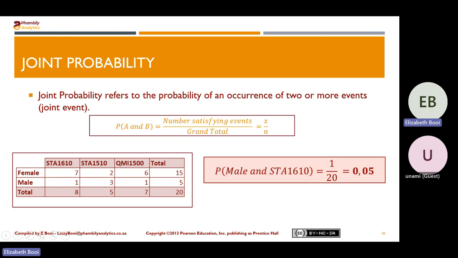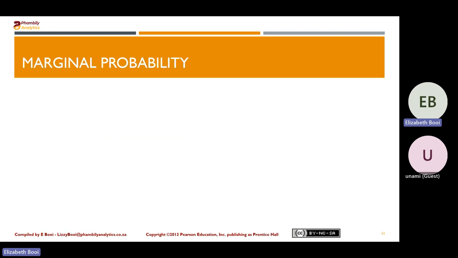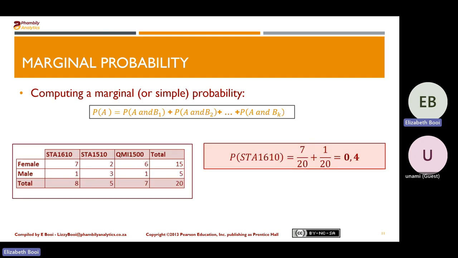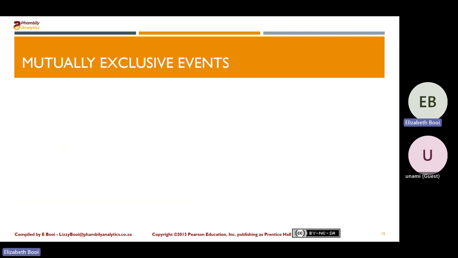So let's calculate the probability of a male and STA 1610. The number of observations satisfying a male in STA 1610 is 1. There is only 1 male doing STA 1610, out of 20 people that are registered for this program. So we say 1 divided by 20, and that gives us the probability, and that is the joint event. Marginal events, I'm not going to touch on; they are just the addition of the joint events to create a simple event as well. So I'm not going to touch on that.